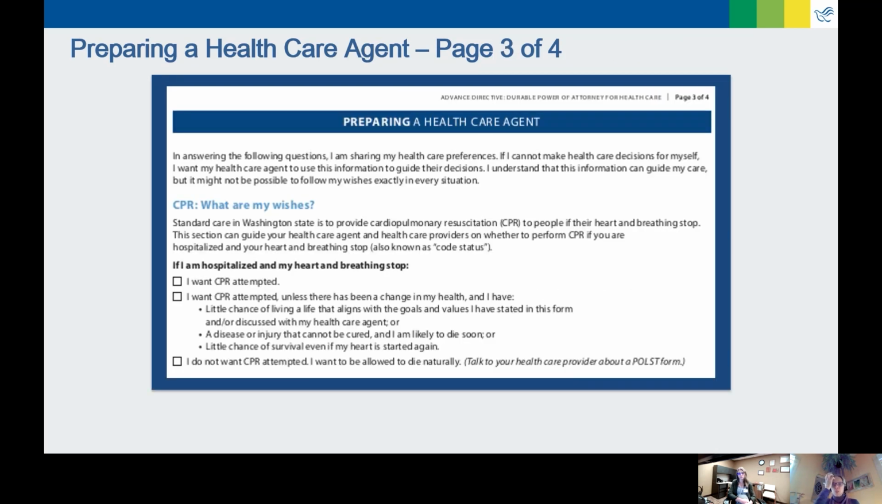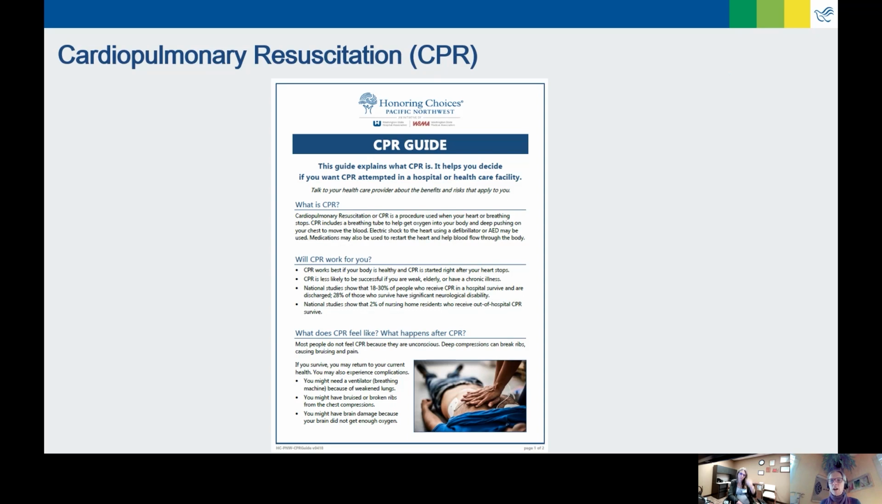So if we go to page 3 of 4, we're continuing that with preparing your healthcare agent. What other information is really helpful for your healthcare agent to understand about your preferences? This piece talks about CPR. What are your wishes around CPR? I'm just going to forward to the next slide. We do have a CPR guide available on our website that talks about what CPR is. CPR is cardiopulmonary resuscitation.